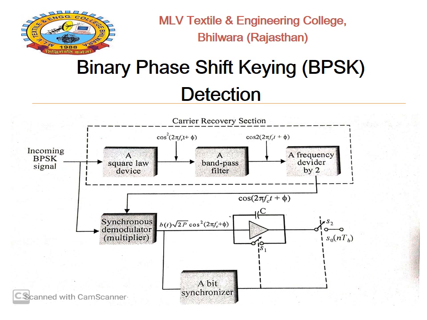The received signal is applied simultaneously to both the square law device and the synchronous demodulator, as represented in this figure. The square law device, band pass filter, and frequency divider by 2, all three combined, form a section to obtain the carrier signal from the received signal. That section is responsible for recovering the carrier from the incoming BPSK signal.